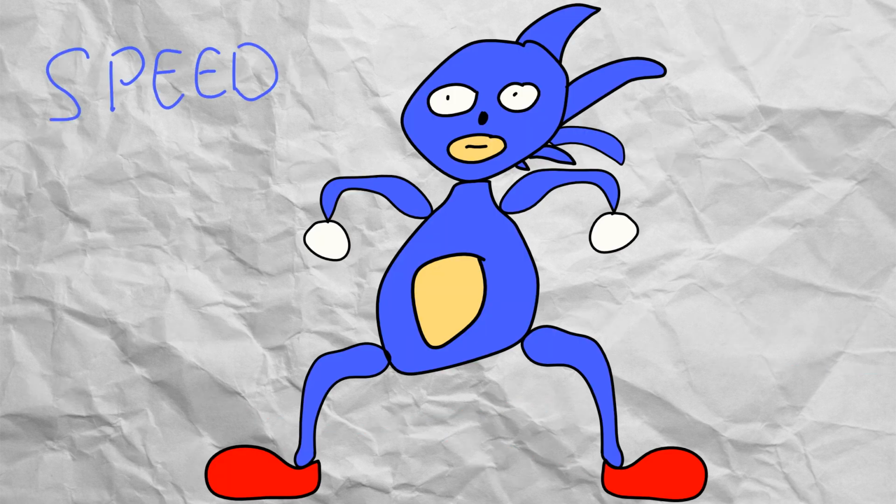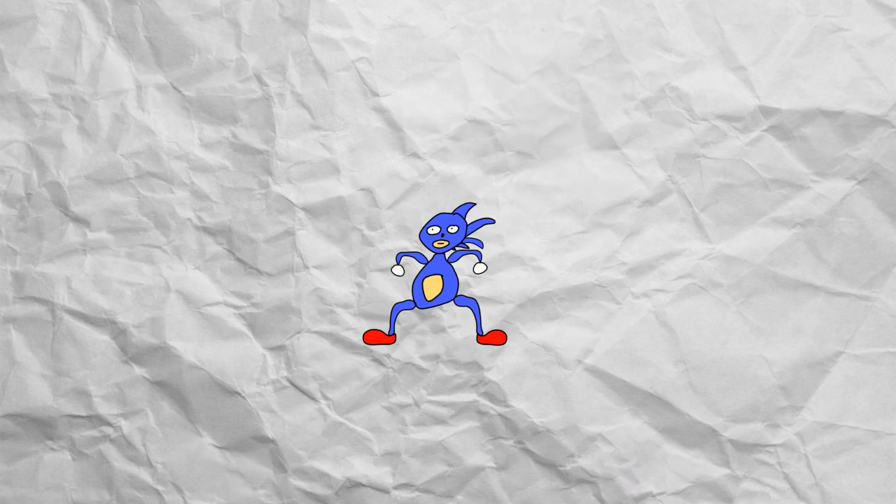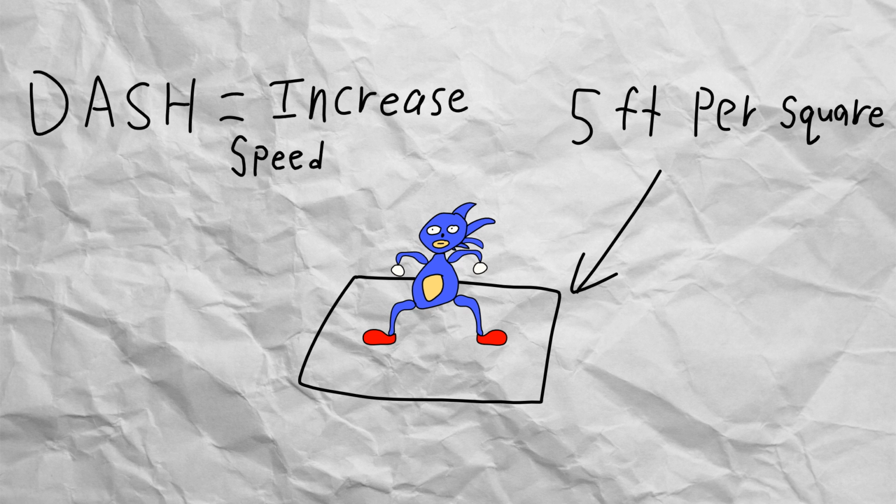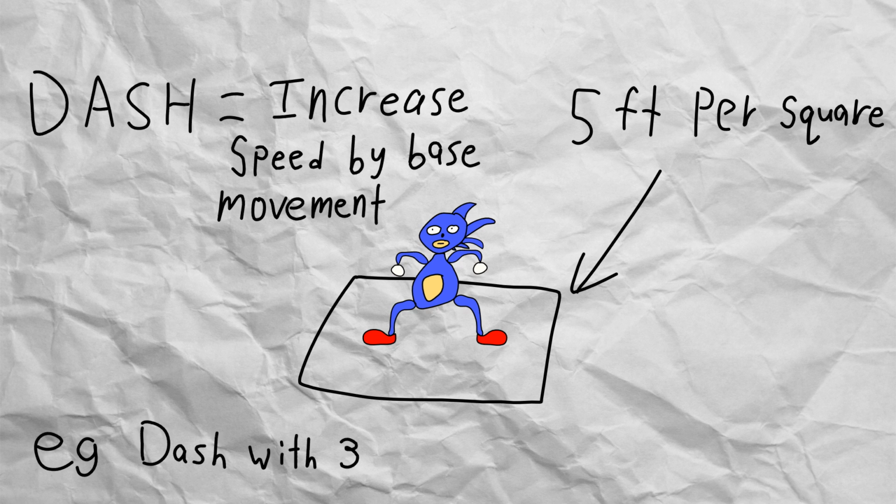Speed is how far your character can go in a single turn, usually calculated in feet, and if you are playing on a grid, then it's usually 5 feet per square. If you use your action to dash, then you get double what your normal speed is. So if you dash with 30 feet of movement, then you can move 60 feet that turn.